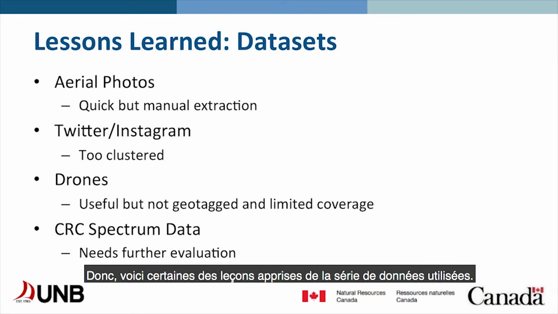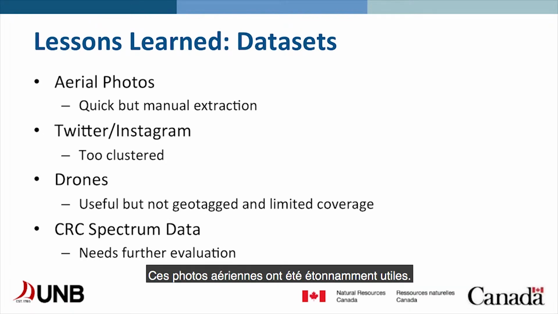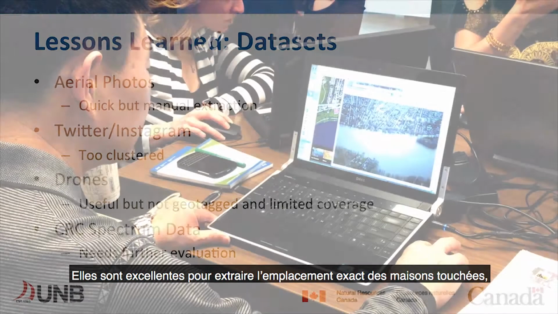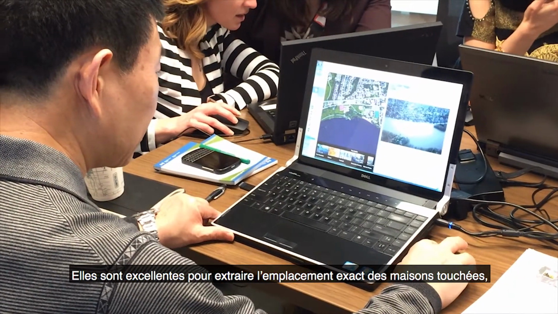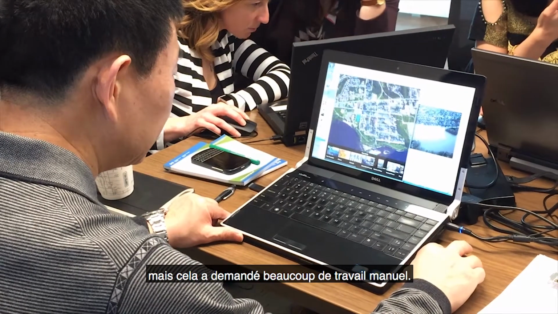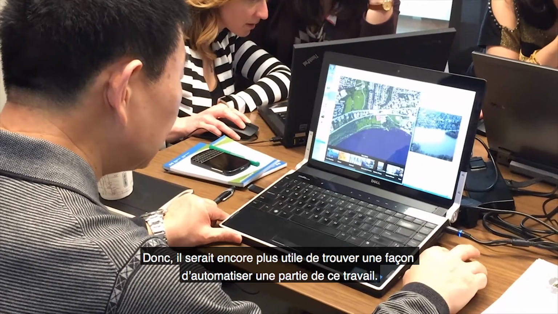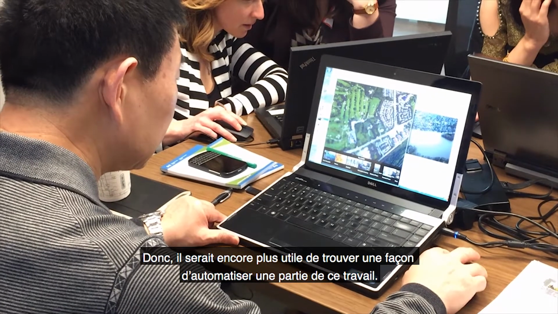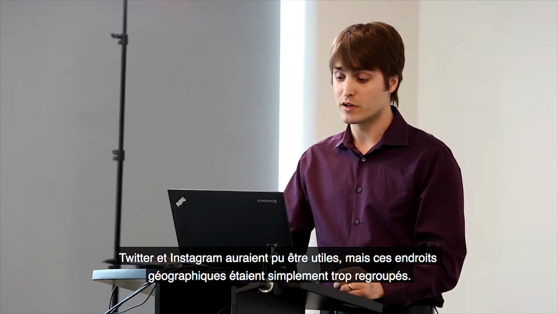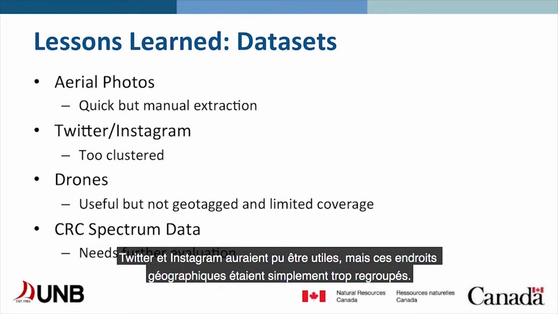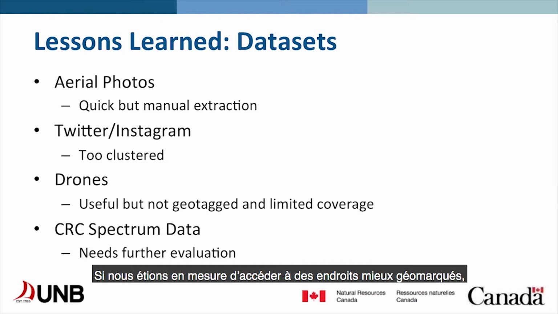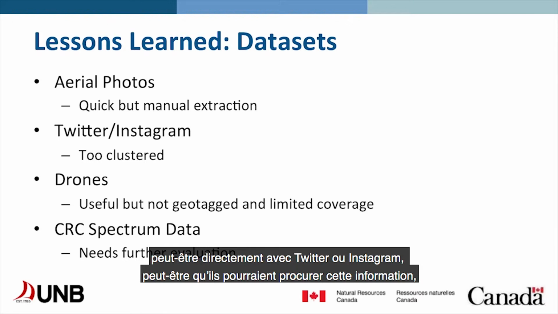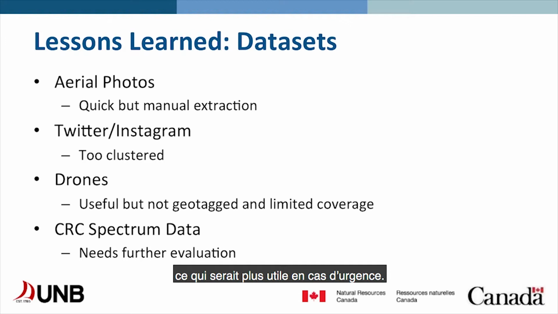So, some lessons learned of the data sets that we used. These aerial photos, I think, were surprisingly useful. They were really great for extracting exact locations of houses that were affected, but it was a lot of manual labor. If we could find a way to automate any of that, it would be even more useful. Twitter and Instagram could have been useful, but those geographic locations are just too clustered. If we were able to access better geotag locations, maybe directly through Twitter or Instagram, maybe they could provide that in case of emergency, it would be more useful.